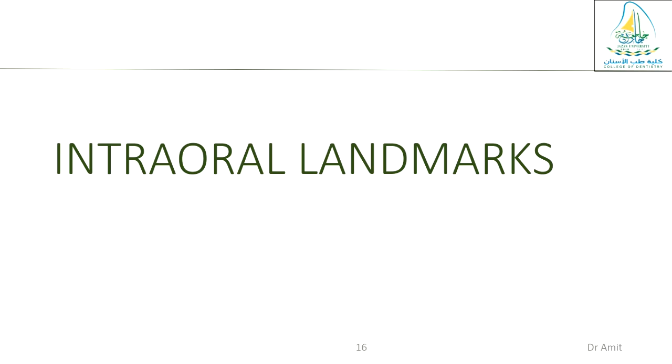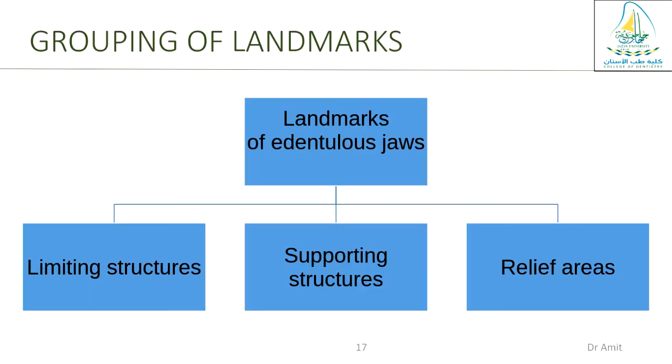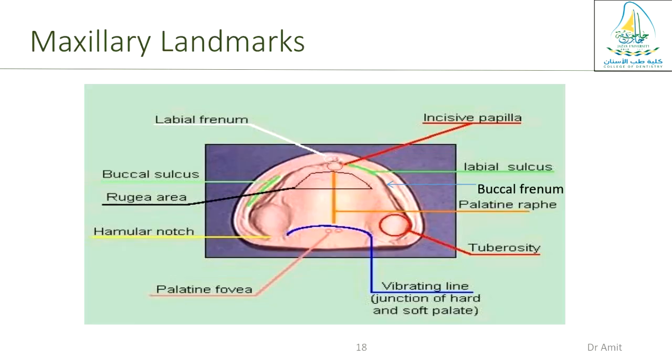Now coming on to the intraoral landmarks, that is the landmarks which are present inside the patient's mouth. Till now we were discussing all the extraoral landmarks. Now in the intraoral landmarks we have three different types of landmarks, that is the limiting structures, the supporting structures and the relief areas. Now in my next slide I'll show you what are the limiting structures.